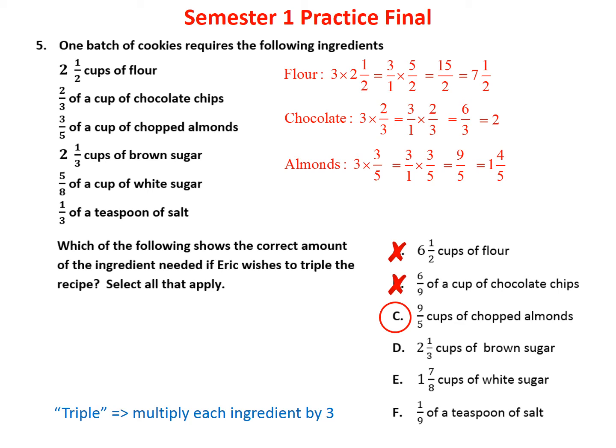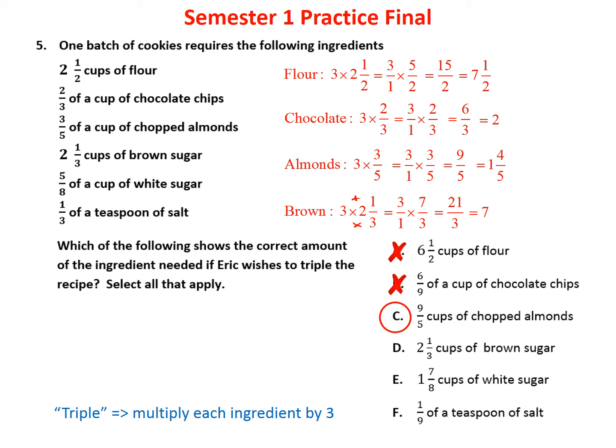Next we have the brown sugar. 3 times 2 1/3. Let's change the mixed number 2 1/3 to an improper fraction. So once again, we're going to go 3 times 2 is 6, plus 1 is 7. So we end up with 3 over 1 times 7 over 3. Multiply the numerators. 3 times 7 is 21. Multiply the denominators. 1 times 3 is 3. And 21 divided by 3 is 7. So we would end up with 7 cups of brown sugar.